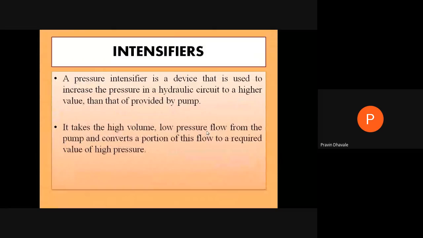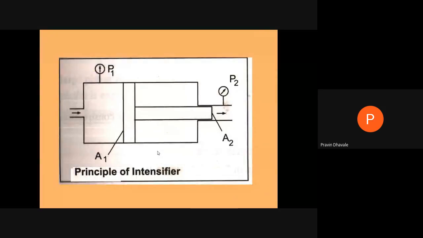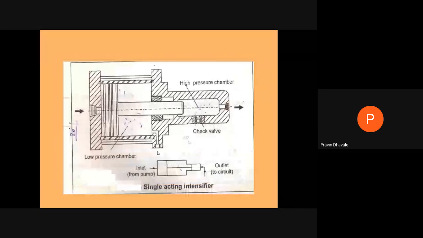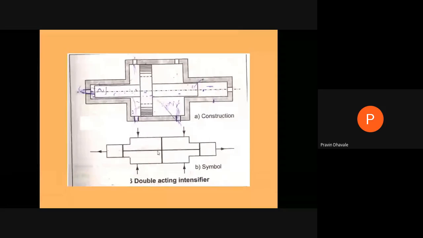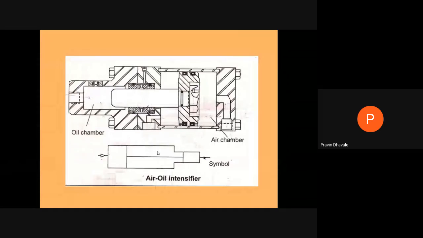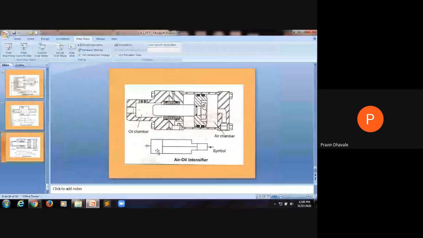Then we saw the intensifier. Intensifiers are devices used to increase the pressure in a hydraulic circuit greater than the pressure exerted by the pump. We saw the principle of the intensifier and certain types of the intensifier, that is single acting intensifier, double acting intensifier, and air oil intensifier. I think this is sufficient for today's lecture, right?